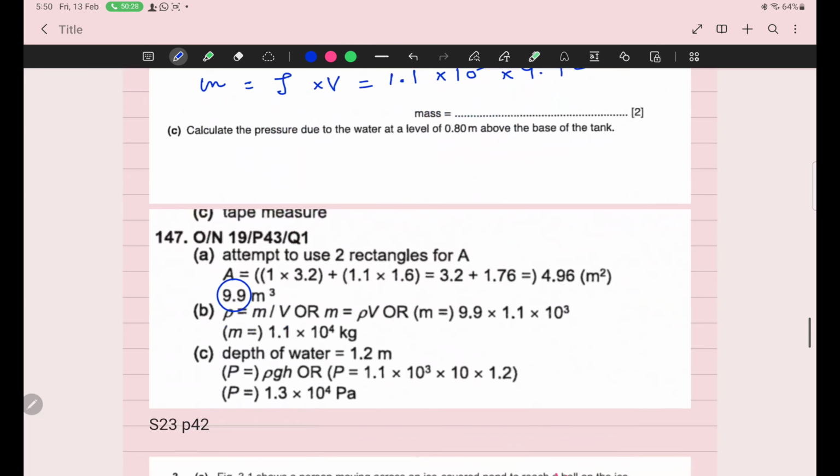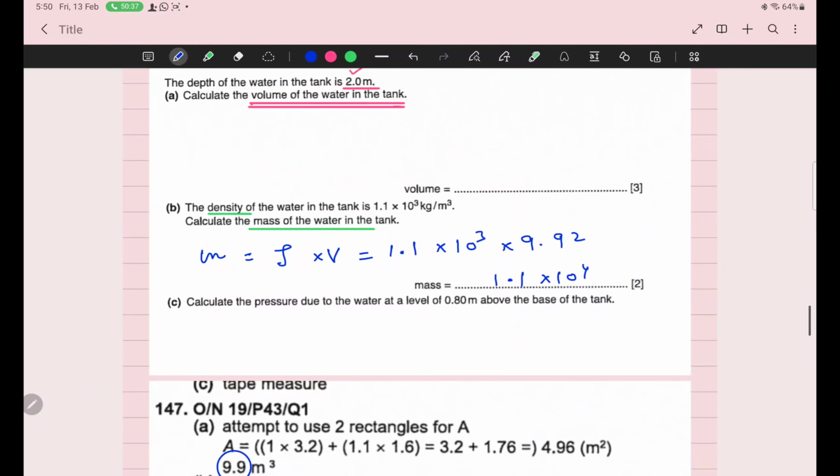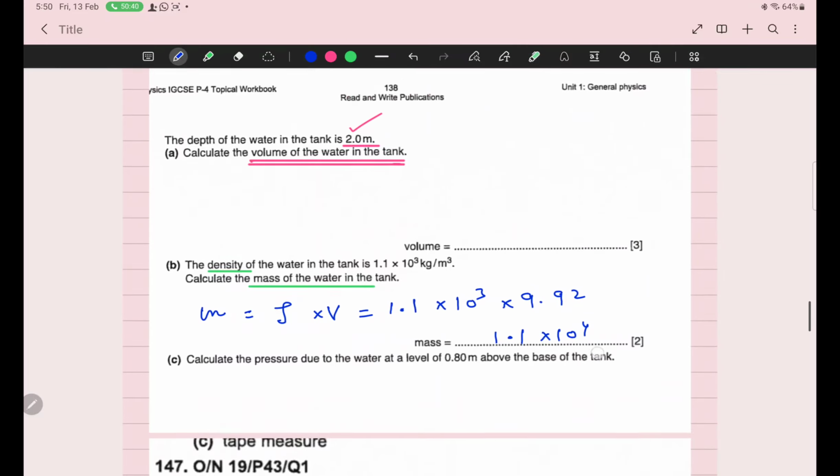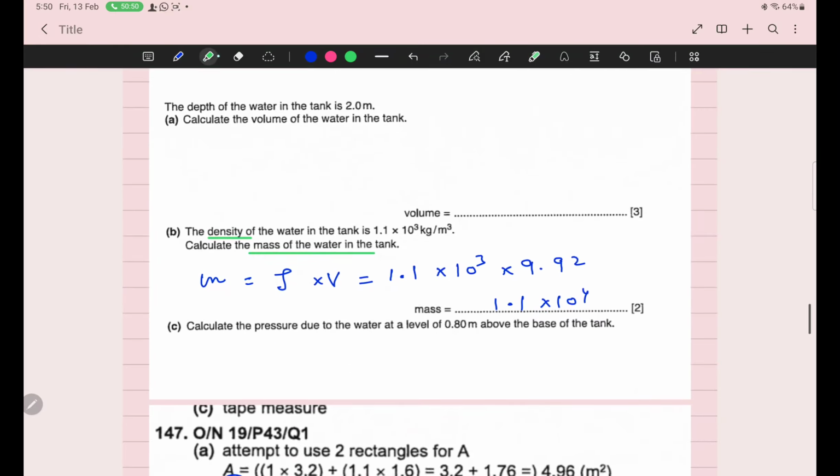And mass should be equal to 1.1 exponent 4. So this is the mass. And now the last part: calculate pressure due to water at a depth of this.